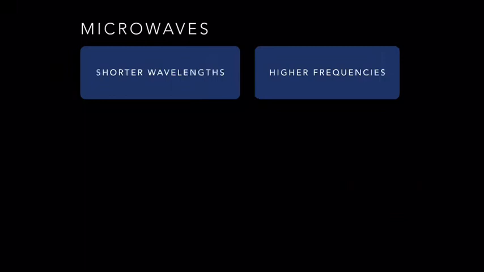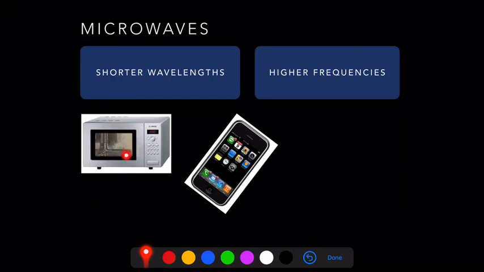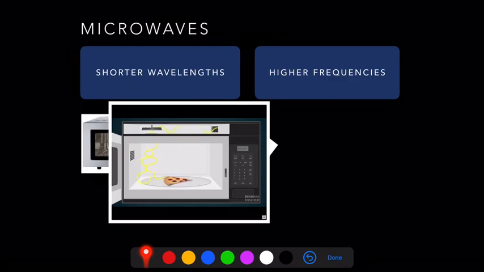Now let's talk about microwaves. Microwaves have shorter wavelengths and higher frequencies. They're used commonly in microwave ovens. What these microwaves do is that with their motion, they start moving the particles of the food. And remember, when there's more kinetic energy in particles, the temperature will rise, and that's how microwaves work.